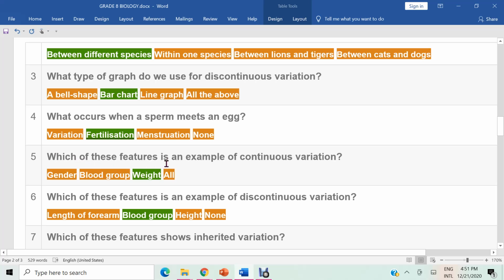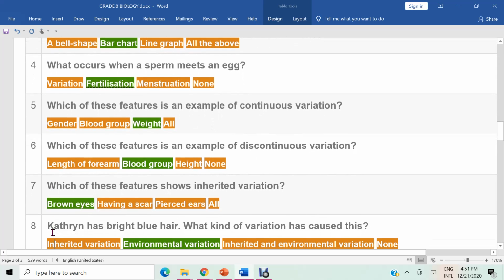Number five. Which of these features is an example of continuous variation? Weight. Yes, body weight is an example of continuous variation. Question number 6. Which of these features is an example of discontinuous variation? Blood group. Yes, blood group is an example of discontinuous variation.